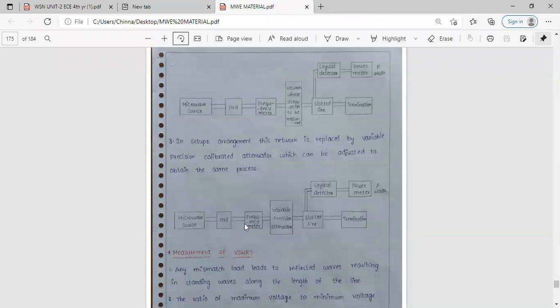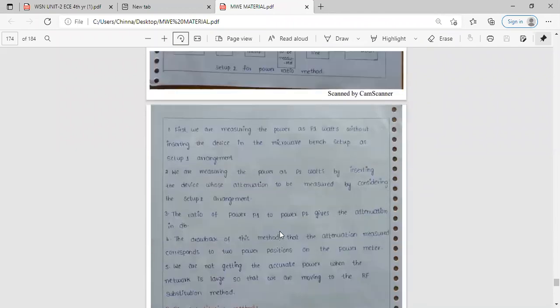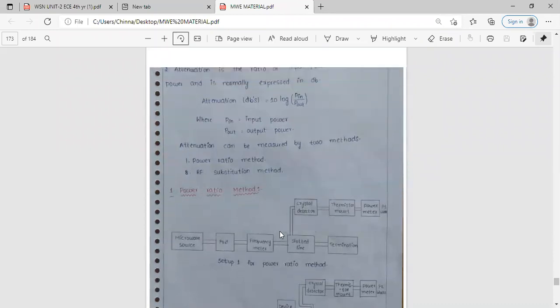So all the same equipment will be used here. But the difference is that a variable precision attenuator will be used. So accurate values across the attenuation values will be obtained here. So that is the major difference between the power ratio method and the RF substitution method. Instead of using the network whose attenuation is measured, we are using the variable precision attenuator. So that will be helpful for getting accurate values of attenuation.